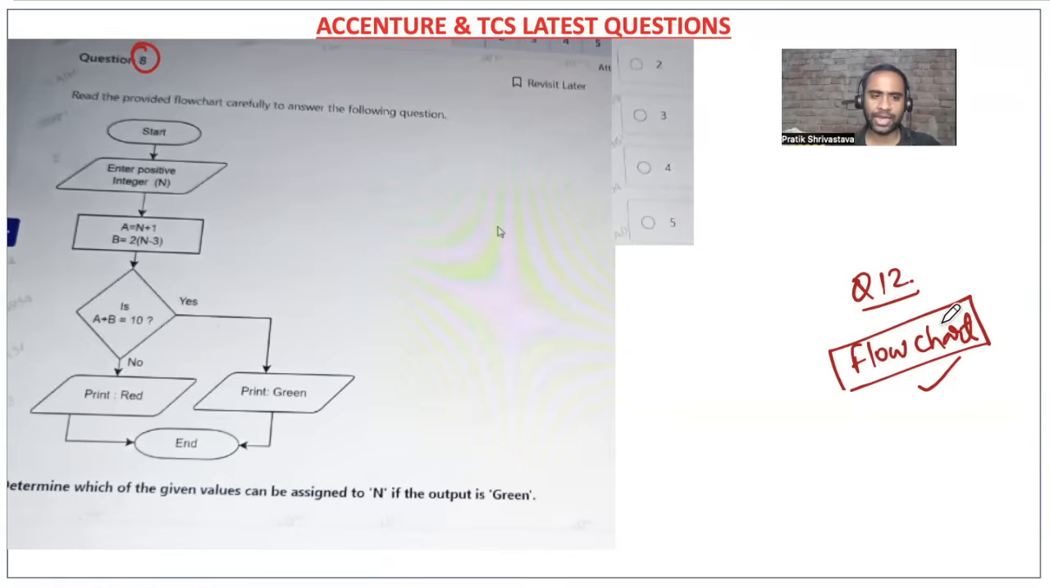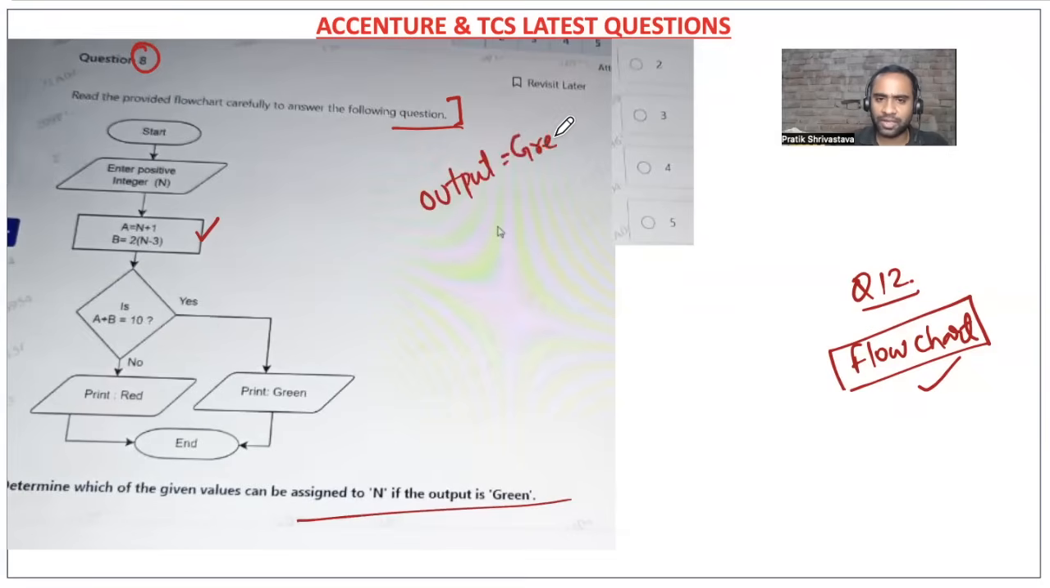Okay, now anyway, the question is: read the provided flow chart carefully to answer the following question. Start, enter positive integer. This box is there. Is A plus B is 10? No, yes. Determine which of the following values can be assigned to n if the output is green. Output is declared, so output is nothing but green, right? Output is declared and it is green.